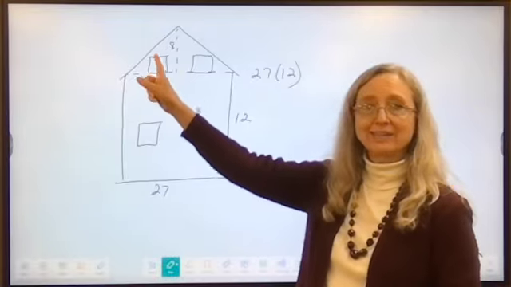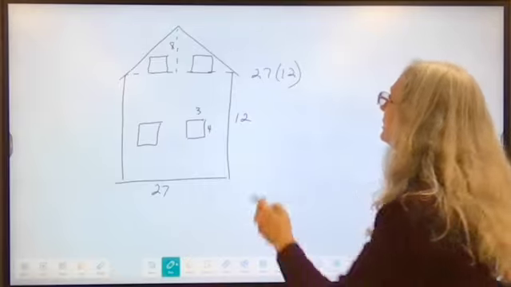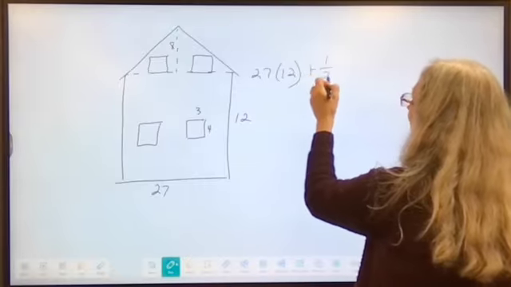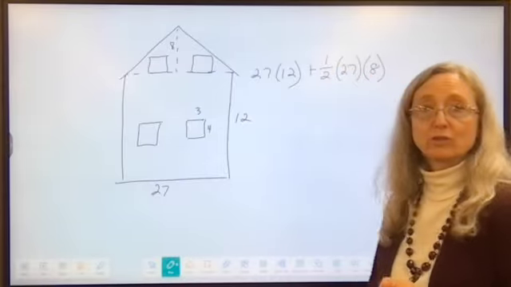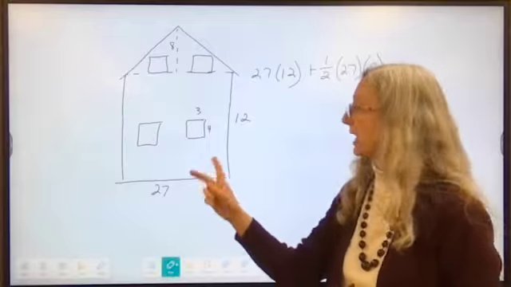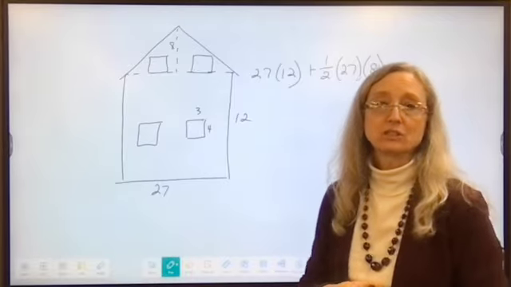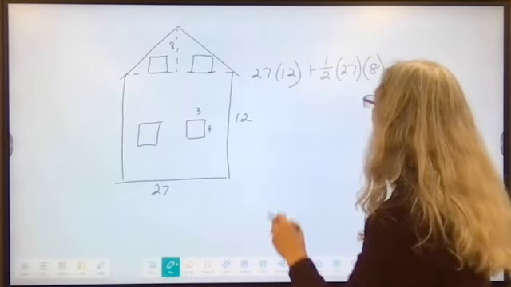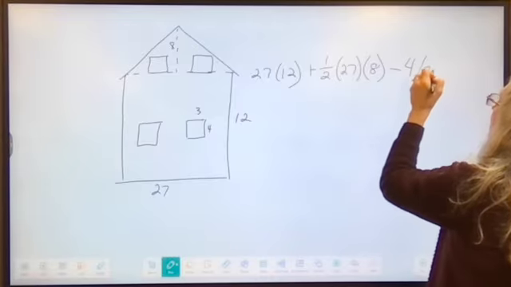Plus our triangle, it looks like there's not a base here, but it's the same as this. So the triangle would be 1/2 of 27 times 8. So there's the triangular portion, but we need to subtract from that our 4 windows. And the windows have dimensions of 3 by 4. So we're going to subtract from this 4 3 by 4s.